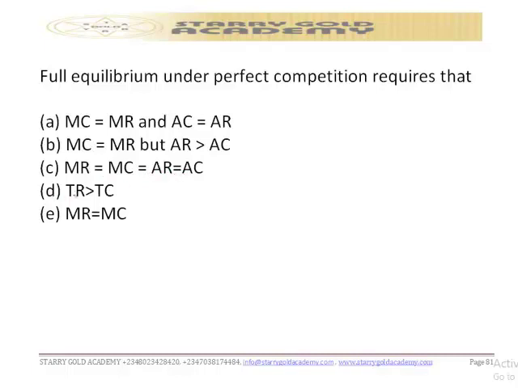Option D, total revenue greater than total cost. Option E, marginal revenue equal to marginal cost. When marginal revenue equals marginal cost, that is balance. So it is known as full equilibrium under perfect competition, which is balance. Equilibrium means balance. Option E is the best answer.